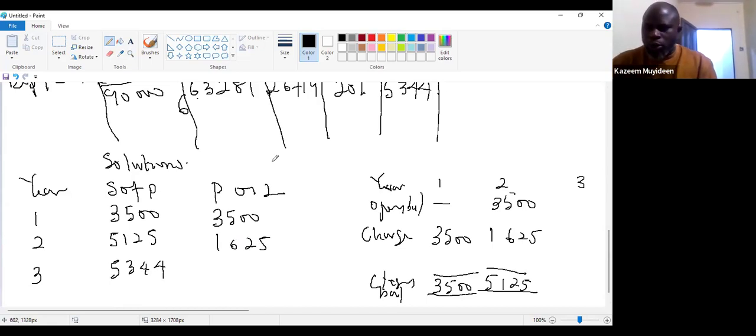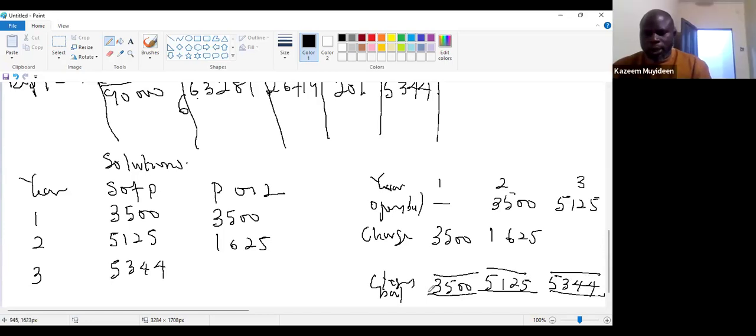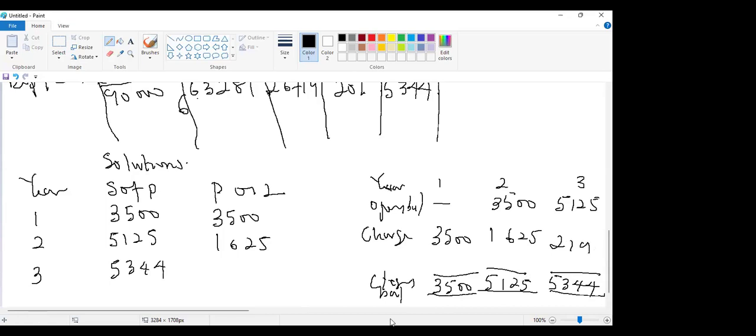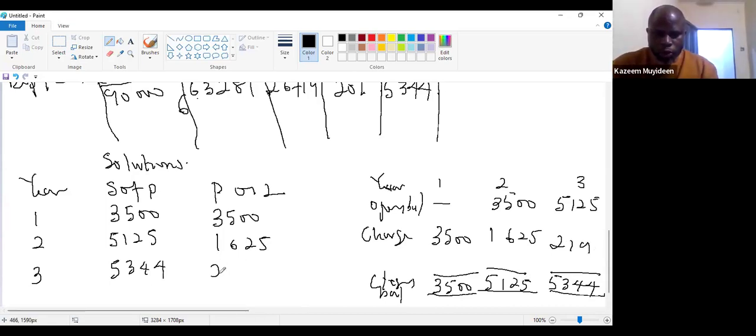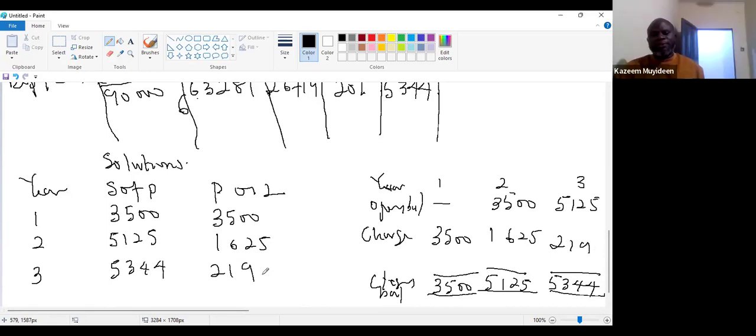In year three, don't forget the closing balance of year two will be the opening. That's okay. Let's go to year three. We have 5,125. What do we close with? We close with 5,344. Do you see that? So this one will give me 5,344 minus 5,125. I think that will be 219. Yes, sir. I will now come to this side. 219. That is it.